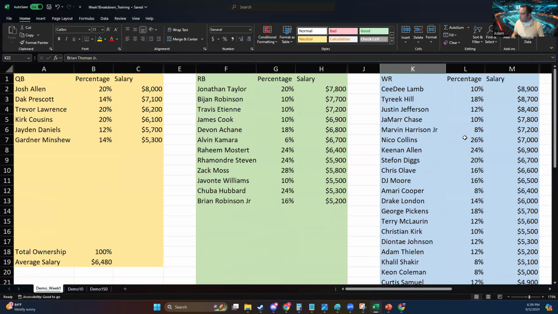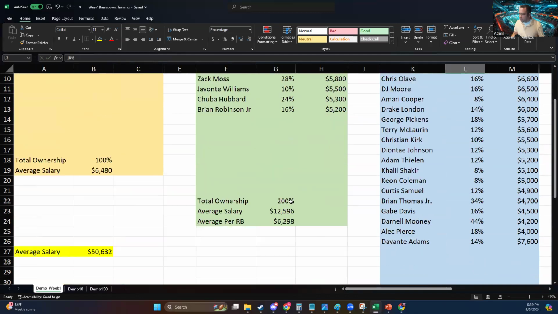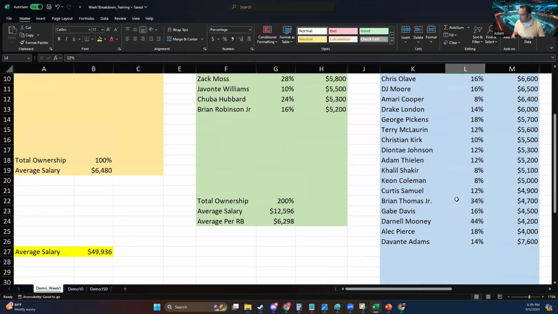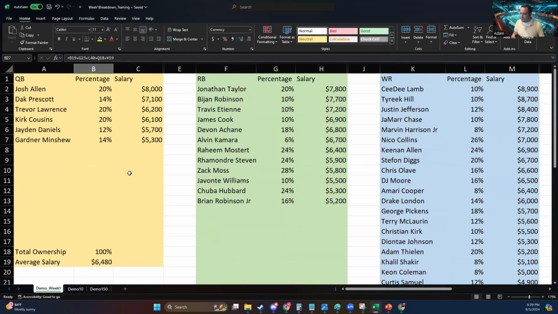I think this is pretty good. Let's see if we can get lower. I'm going to put Tyreek Hill at 10%, so minus 8%, and I'll add 8% to someone else, to Adam Thielen. We're getting even closer.